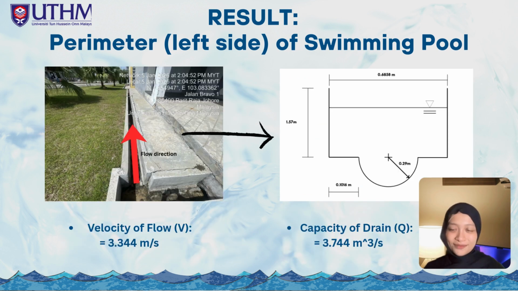So in summary, the hydraulic analysis for the perimeter left side of the swimming pool provides us with the necessary data to confirm its drainage efficiency. We have confirmed a flow velocity of 3.344 meters per second and a maximum capacity of 3.744 cubic meters per second. This concludes our assessment of the hydraulic properties for this section.